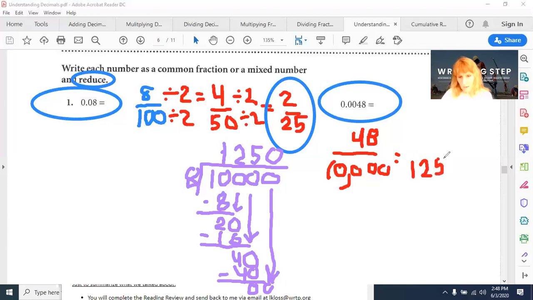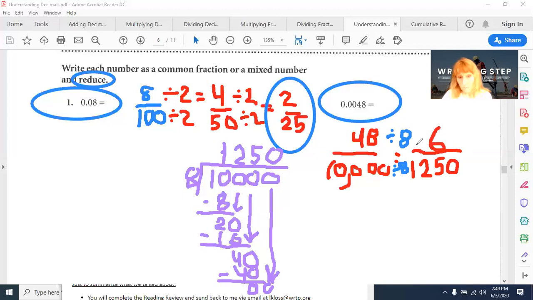1,250. And now we have to divide 8. Oh, I divided by 8. So 10,000 divided by 8 was 1,250. Now I divide 48 by 8. I just want to make sure you know I divided by 8 here. And on the top, we divide by the same number, divided by 8. How many 8s go into 48? The answer is 6 times 8 is 48.